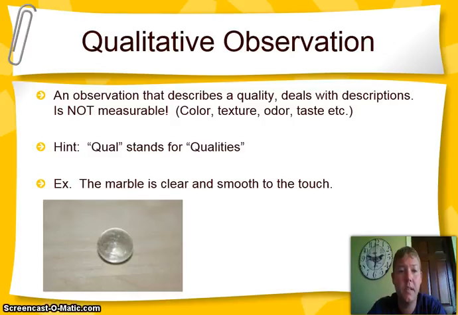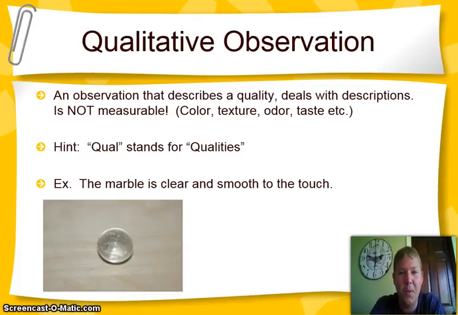Qualitative observation is an observation that describes a quality. So it's dealing with descriptions. It's not measurable at all. So we're talking about things like color, my blue shirt, the texture, it's soft, odor, it smells nice and clean, and taste. I'm not going to taste the shirt, forget it. That's where I draw the line.